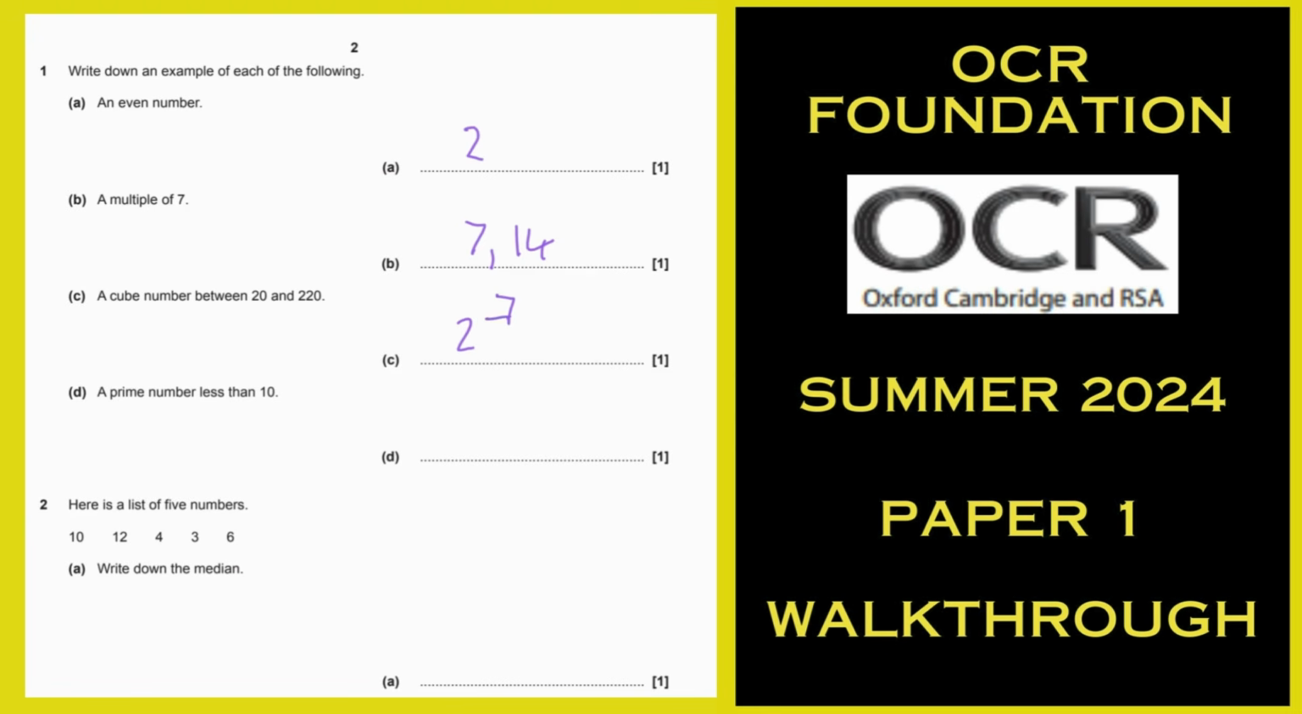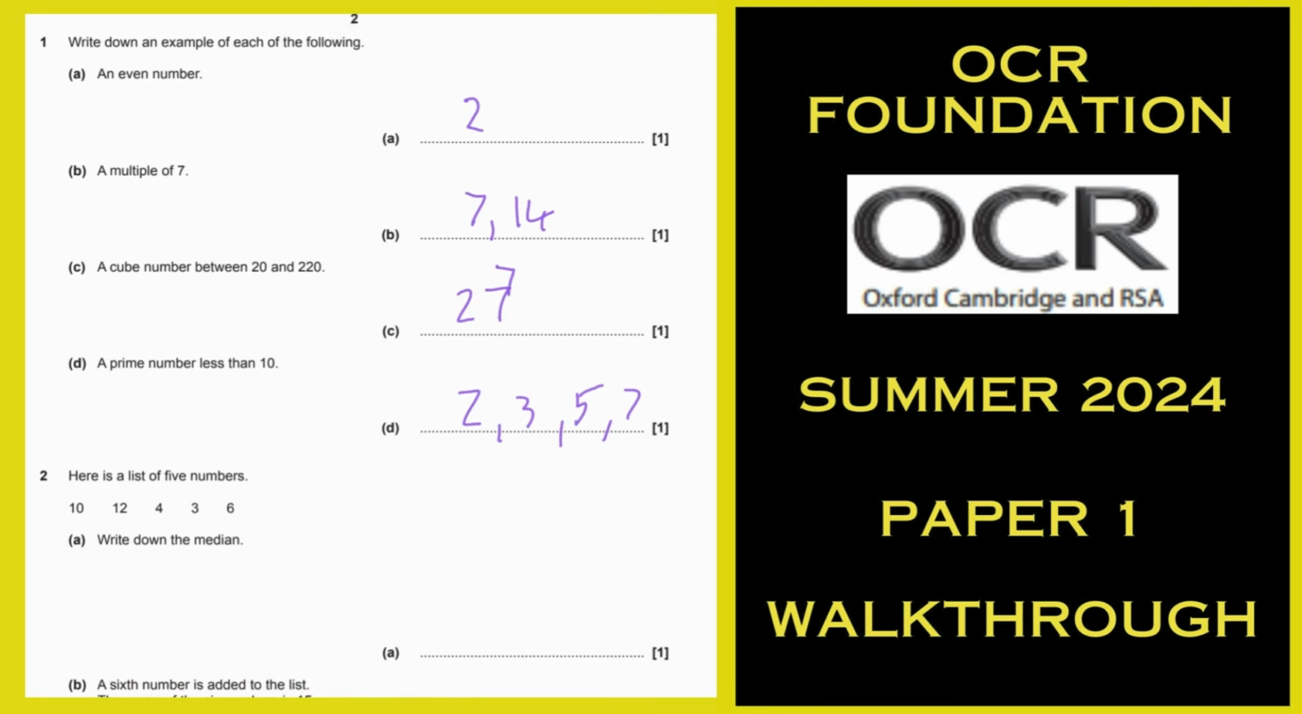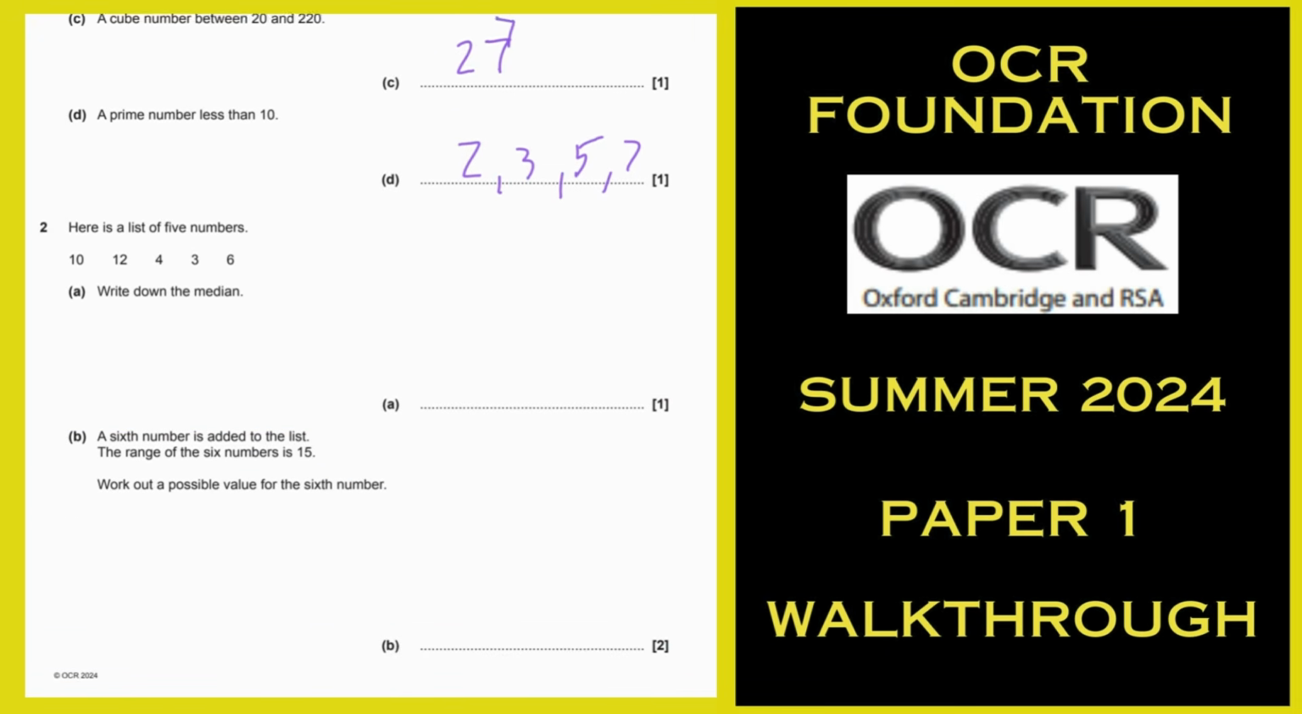My pen's been a bit dodgy. Anyway, prime number less than 10, they're all pretty straightforward. I'd have just gone with 2. But obviously 3, 5, and 7, also acceptable. On we go to number 2.